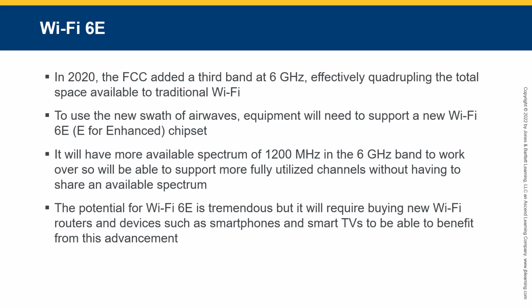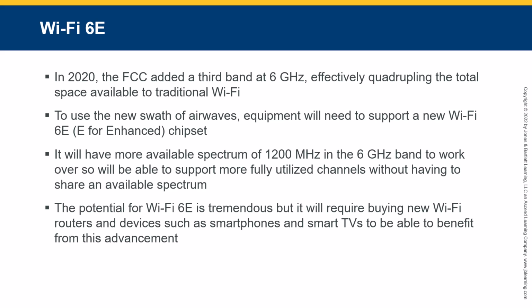It's like your cell phone: 4G, 3G, 5G. But then there's LTE, which came between 4G and 5G. There are always these little nuances. So the E stands for enhanced, and it is more available spectrum, using the 12 megahertz in the 6 gigahertz band to work over, so you'll be able to support more channels without having to share any additional part of the spectrum.